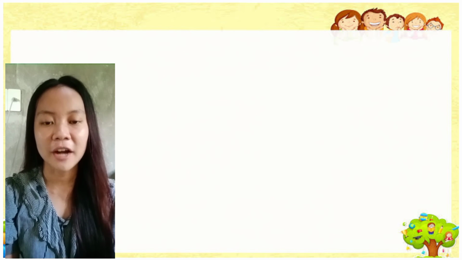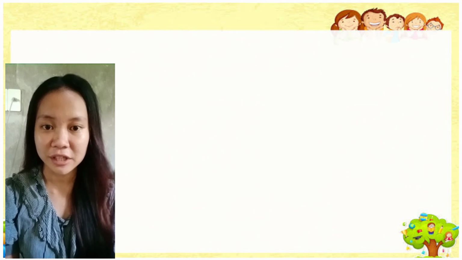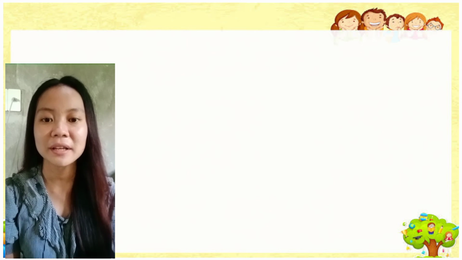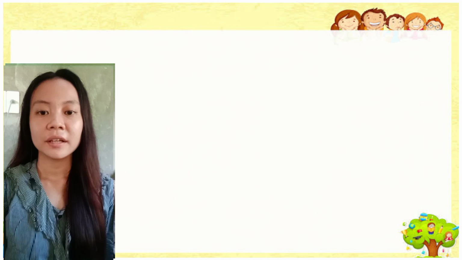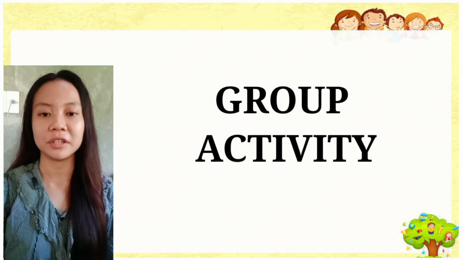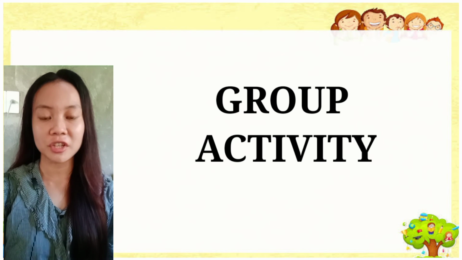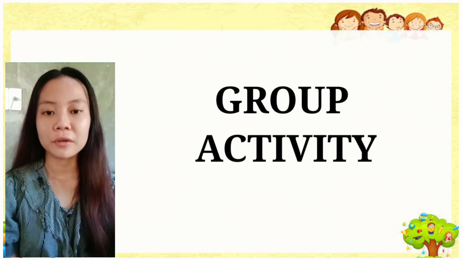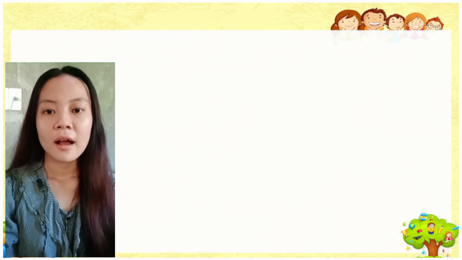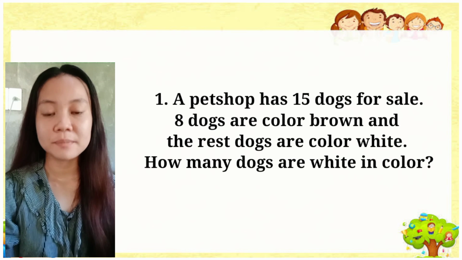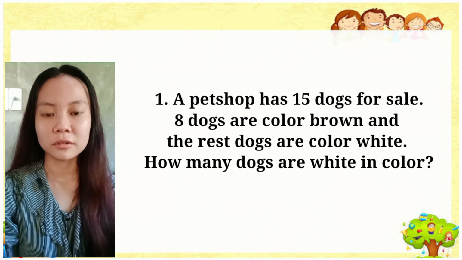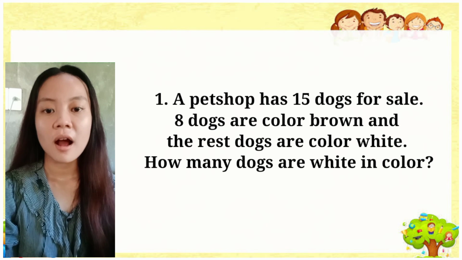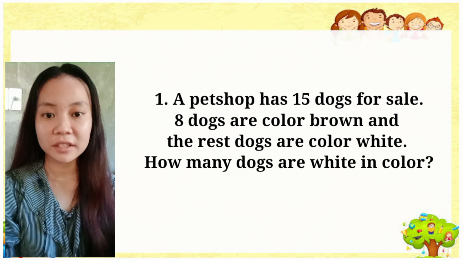So here we go. I think you are also ready to answer the following activity. It will be your group activity. So please collaborate with each other, okay? So here are the questions. The first question. A pet shop has 15 dogs for sale. 8 dogs are brown and the rest are white. How many dogs are white in color?